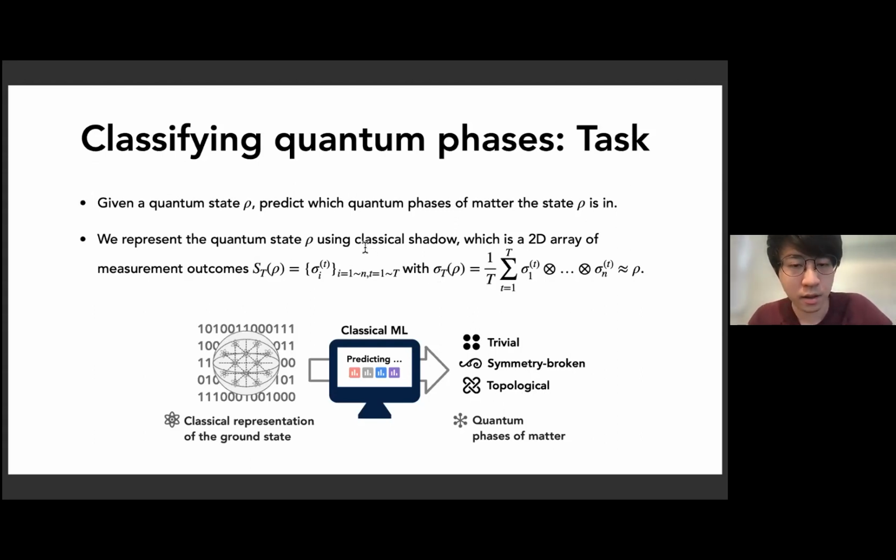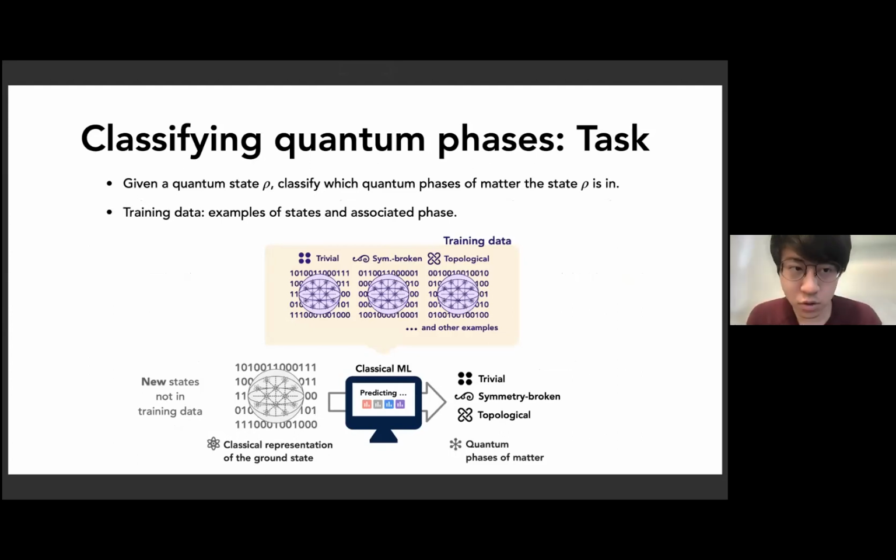Again, we're going to utilize the classical shadow technology. We're essentially going to represent the quantum state rho using this two-dimensional array, sigma ti. Particularly, recall that this representation yields a result that's approximately equal to rho when one looks at properties. This approximation is not under, say, trace norm, but under many properties that we want to predict.